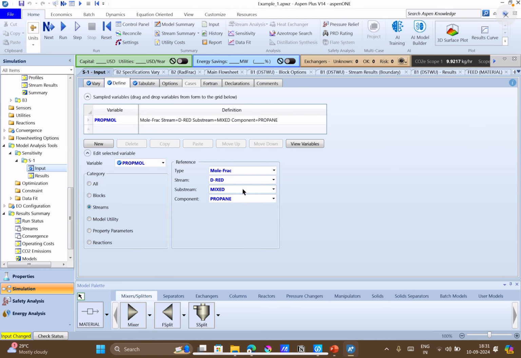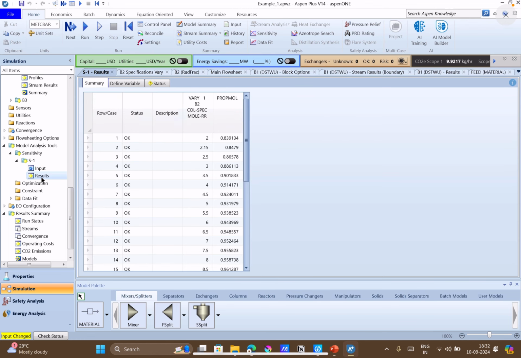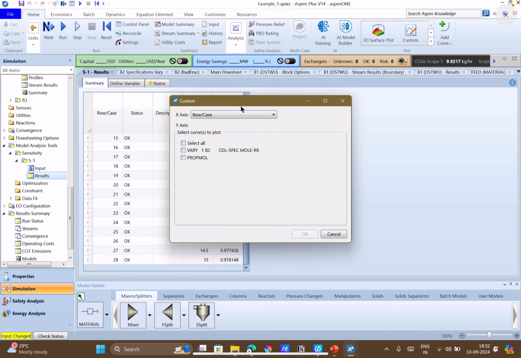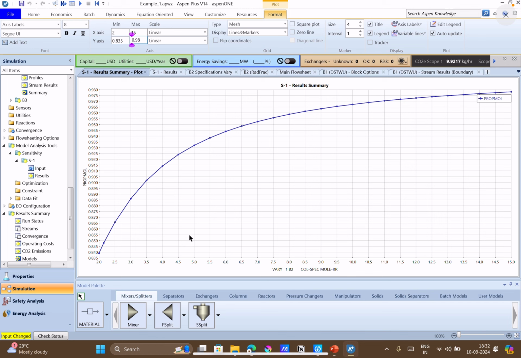So that has been specified: the mole fraction of propane in the mixed stream D red, that we have to calculate. This property will be calculated, and in the result you can see here we have the profile. If we plot it also, our x-axis will be reflux ratio, y-axis will be propane mole fraction, and we get this sort of a graph.